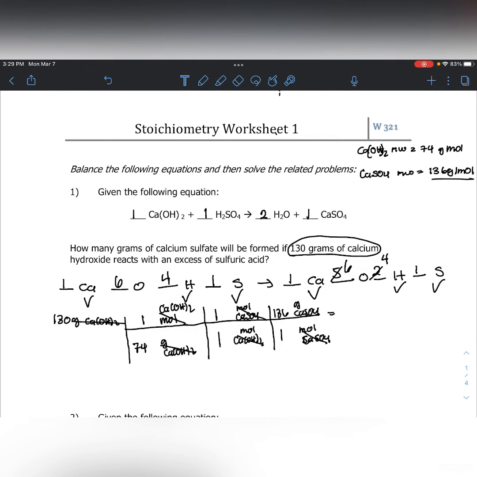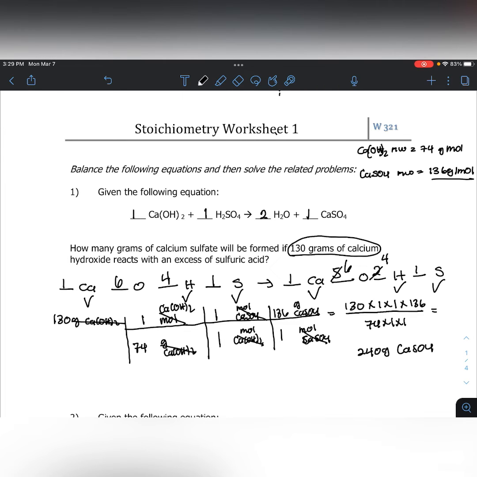So let's go ahead and get our numbers ready to go. What we have on top will be 130 times 1 times 1 times 136. And then at the bottom, this would be 74 times 1 times 1. So if you go ahead and do the calculation, you will end up getting 240 grams of calcium sulfate.